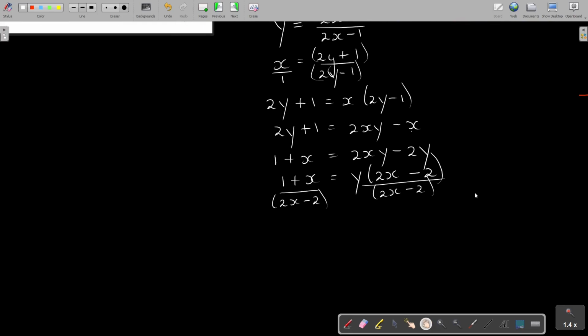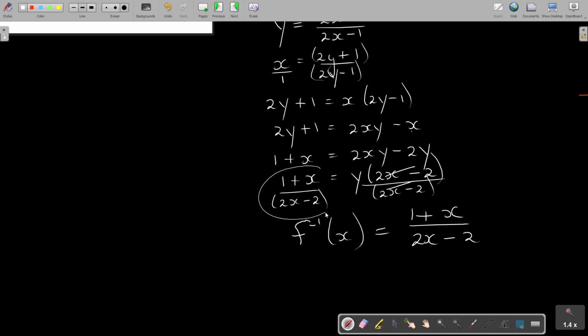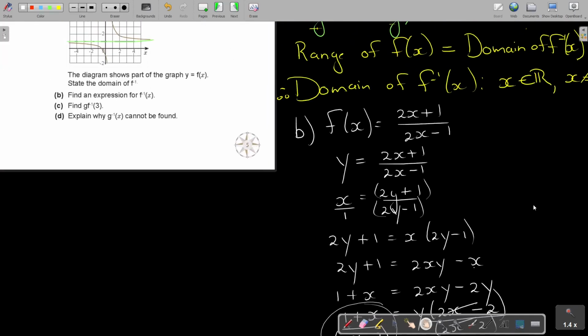Okay, so I'm basically ending up with, I can already, no, this is not f minus 1. Let me just, yeah, that is f minus 1. Okay, because that cancels, so it's going to be 1 plus x over 2x minus 2, that side there. Okay, and that's what they wanted in that question.